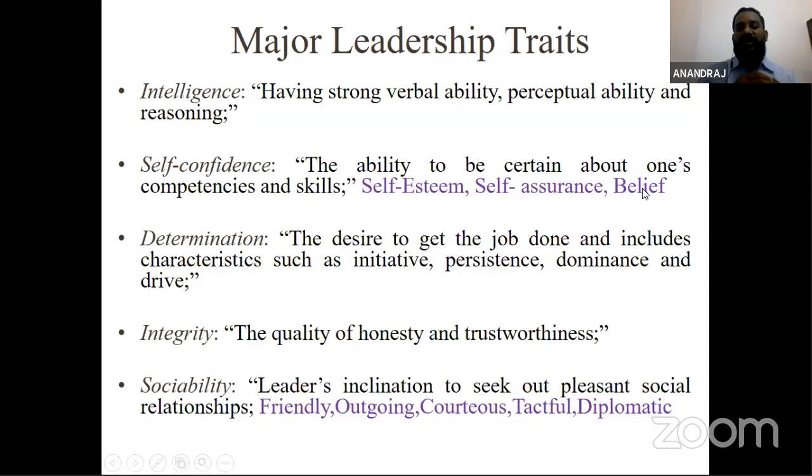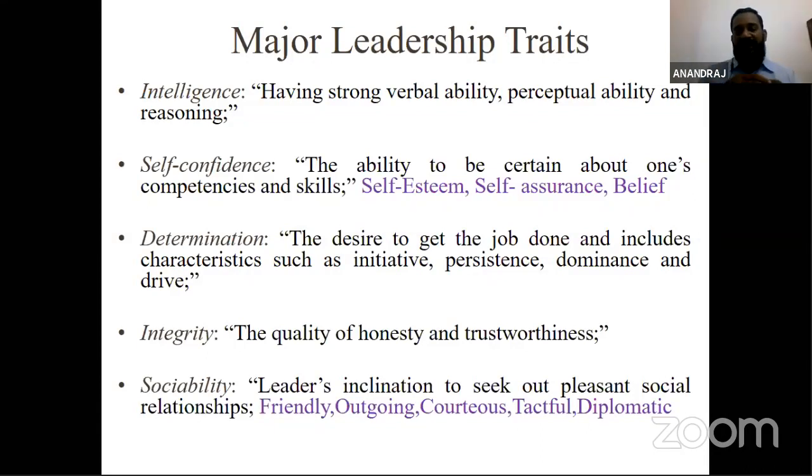So that makes followers trust you. And the last one is called sociability. Sociability is how you move in society, how you move with people. Friendliness, outgoing, courteous, tactfulness, diplomatic. All these are the traits in sociability. Sociable people are the leaders who incline to seek out pleasant social relationships. You mingle with people. Sociability is also equal to extroversion. People are always in the midst of people.